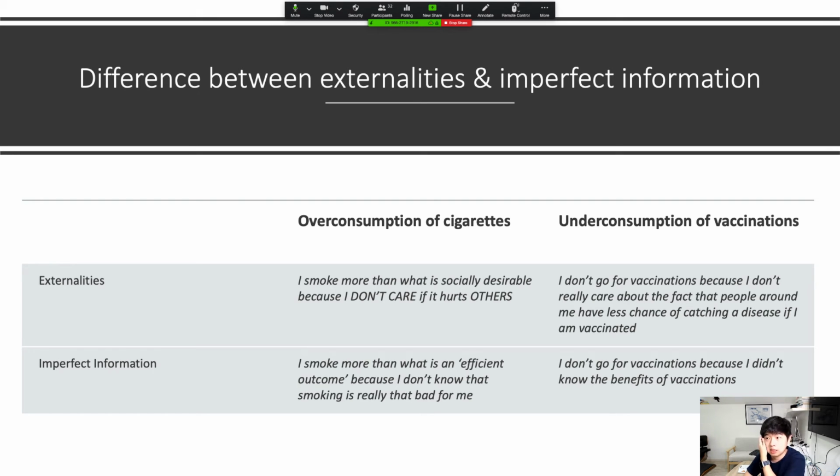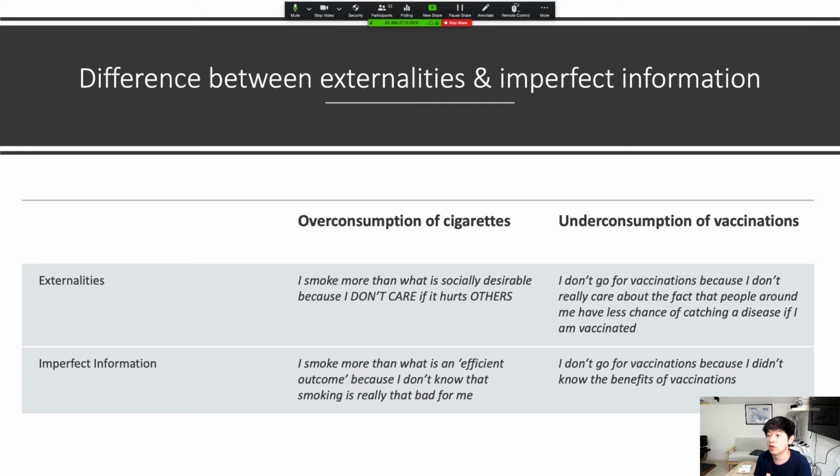Alright, next is the concept of imperfect information. Imperfect information is got nothing to do with other people. It's got to do with myself. I underconsume or overconsume because I assume wrong information about the good that I am going to consume. So I think too highly or I think too lowly of the benefits, or I think too highly or I think too lowly of the cost. That's why I underconsume or overconsume.